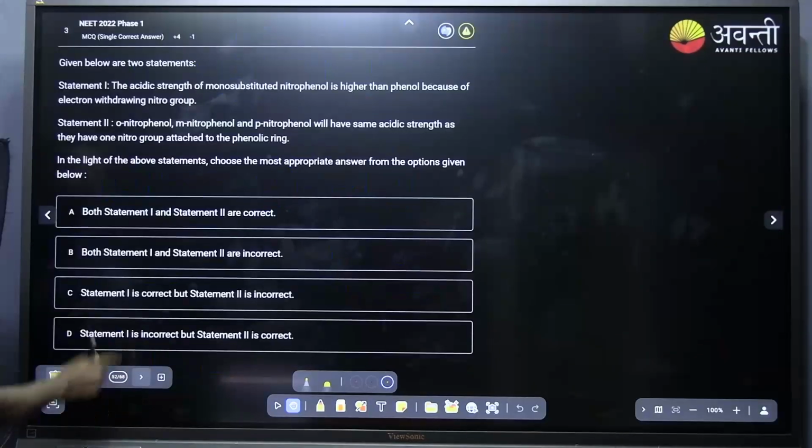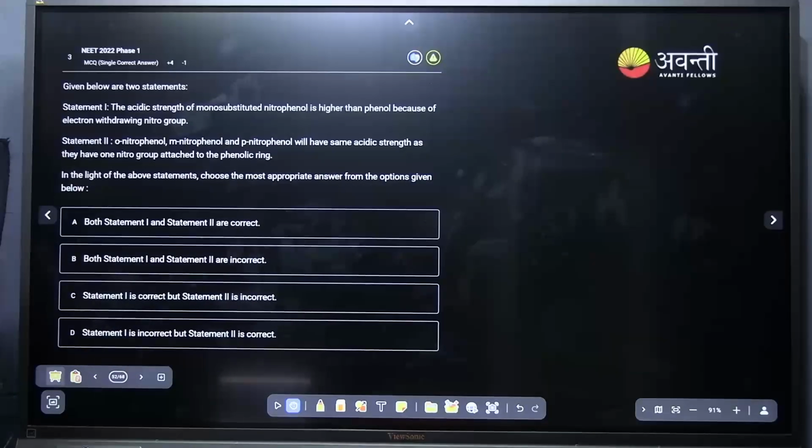Now one more question for you. Given below are two statements. Acidic strength of mono-substituted nitrophenol is higher than phenol because of the electron withdrawing nitro group. What is the answer? Is it correct? Option C. Statement 1 is correct. Nitrophenol acid strength is due to the electron withdrawing nitro group.